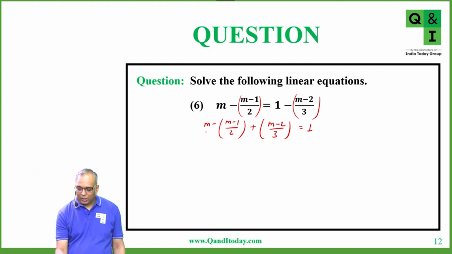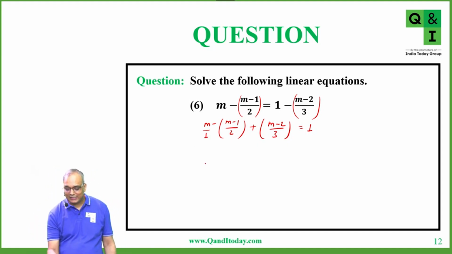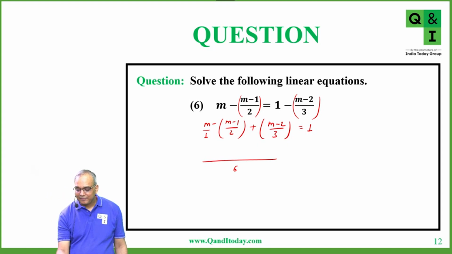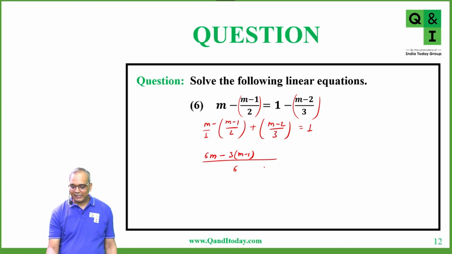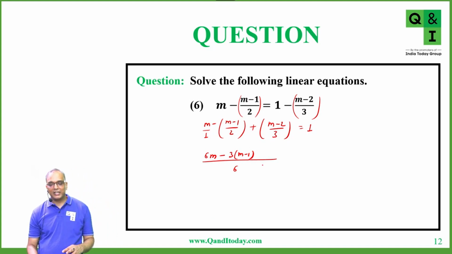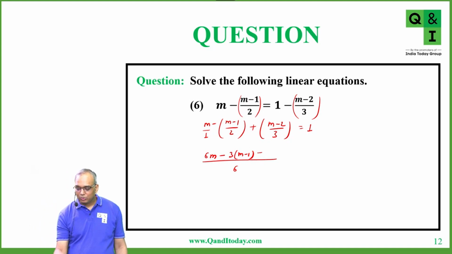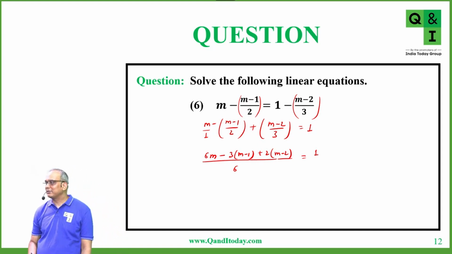Okay. Now this m will have a denominator of 1. So LCM of 1, 2, and 3 is 6. So we'll have 6 here. We'll multiply both numerator and denominator by 6. This will become 6m minus 3 times (m minus 1), because we have 2 in the denominator, we multiply both numerator and denominator by 3. In the third term, we have 3 in the denominator. We'll multiply both numerator and denominator by 2 to get 2 times (m minus 2) is equal to 1. Is it clear till this place?